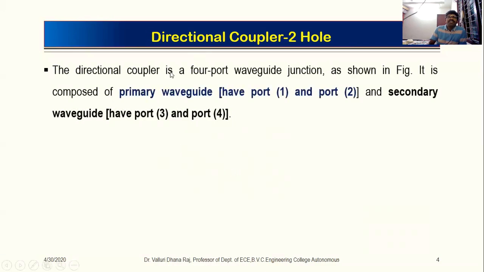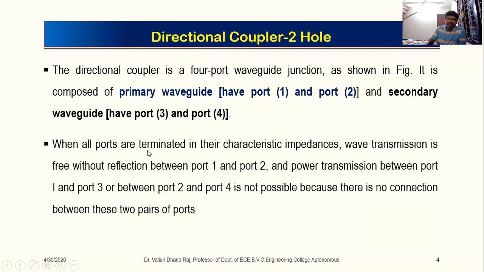A directional coupler is a 4-port waveguide junction with a primary waveguide having ports 1 and 2 and a secondary waveguide with ports 3 and 4. When all ports are terminated with a characteristic impedance, the wave transmission is free without reflection between port 1 and 2, and power transmission between 1 and 3 or between 2 and 4 is also not possible. Why? Because they are isolated.